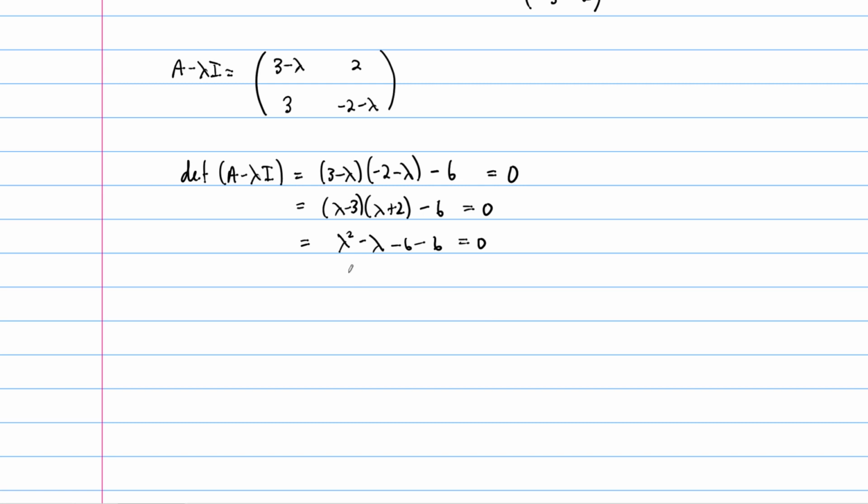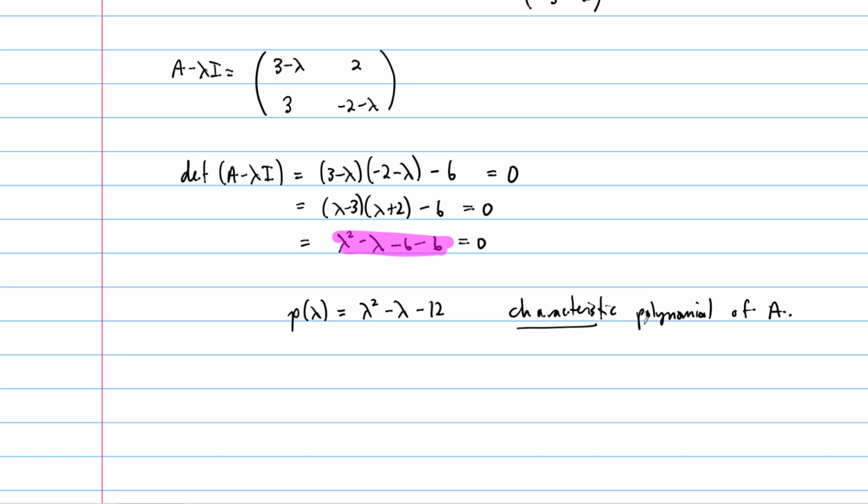So this portion right here, I'm going to get a different color highlighter. But this right here, this is called the characteristic polynomial of the matrix. So this is a polynomial in lambda. P of lambda here is lambda squared minus lambda minus 12. This is called, again, the characteristic polynomial of A. Okay, so it's a characteristic polynomial of A.